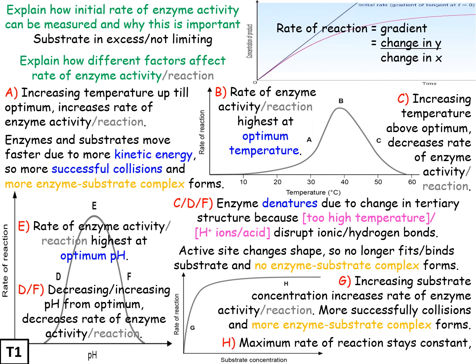However, at a certain point, such as H, the maximum rate of reaction stays constant, and that's because all the active sites are full. So there cannot be any more enzyme substrate complex forming because the substrates are already bound to the enzyme active site. You can't bind any more substrates. It's at its maximum rate, so the maximum rate of reaction stays constant at very, very high substrate concentrations.